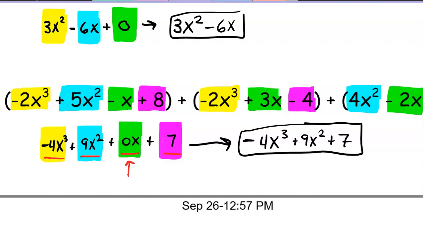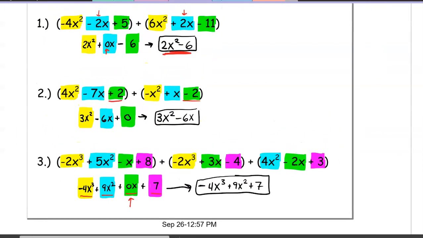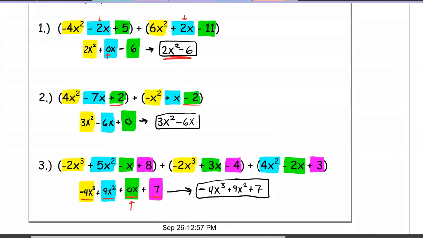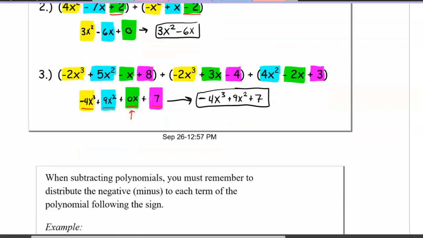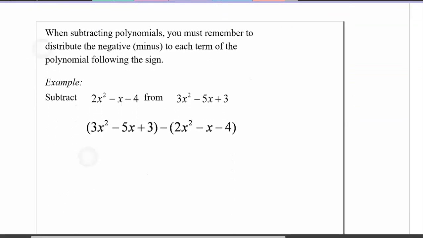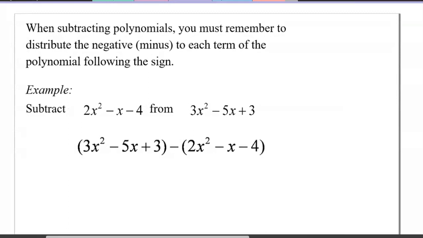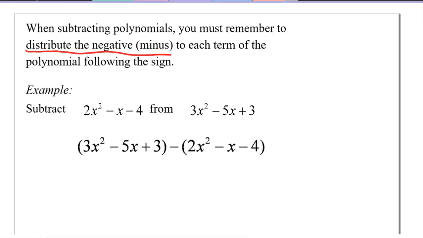And once again, for the third example here, you'll see that the x to the first term also canceled out, -1, +3, and a -2. But overall, there are the 3 answers, and at this point, if you feel comfortable with this, let's move on, and we're going to add one final wrinkle to this as we talk about subtraction. So here's an example. So it says, when subtracting polynomials, you must remember to distribute the negative sign. Distribute the negative sign to each term of the polynomial.